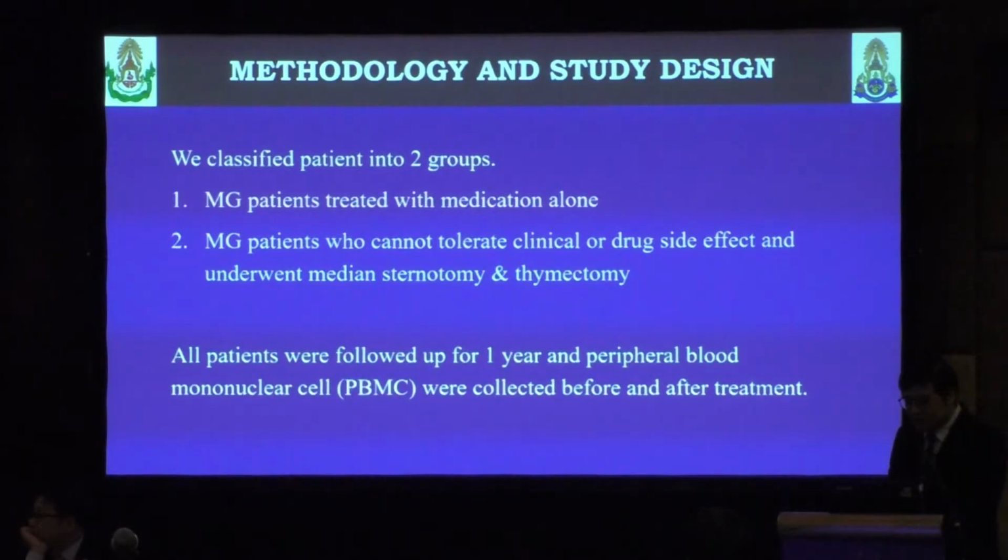We classify patients into 2 groups. The first is the group treated with medication alone, and the other is the group who cannot tolerate clinical or drug side effects and underwent median sternotomy and thymectomy. All patients were followed up for 1 year, and peripheral blood mononuclear cells were collected before and after treatment.